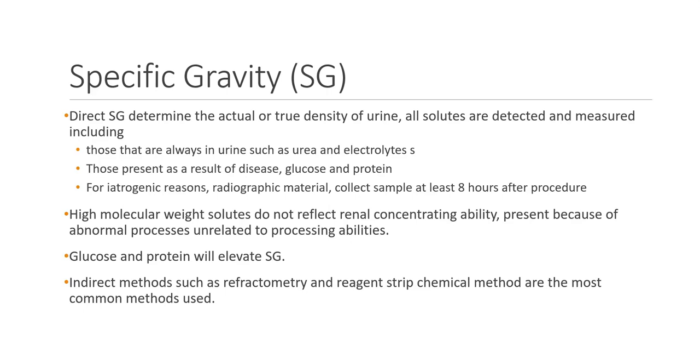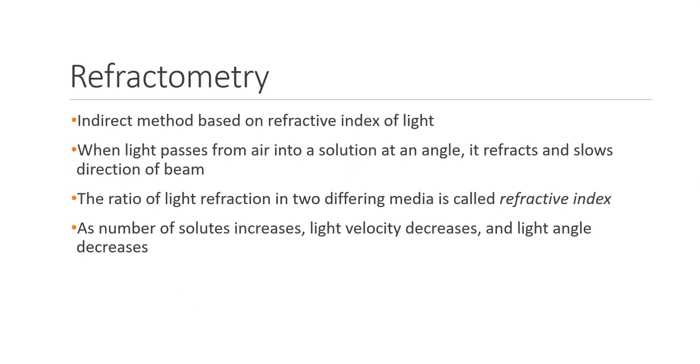Refractometry is an indirect method based on the refractive index of light. When a light beam passes from the air into a solution at an angle, it refracts and changes the direction of the beam. The ratio of the light refraction in two different media is called the refractive index. As the number of solutes increases, the light velocity decreases, and that makes sense because it's more difficult for the light to pass through. As a result, the light angle will decrease.